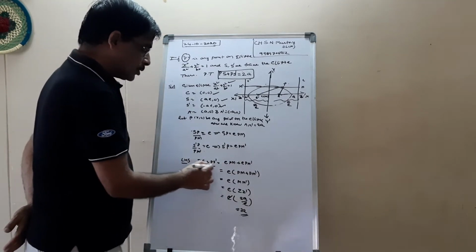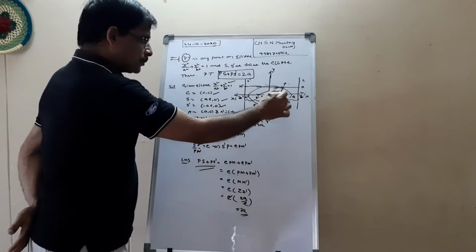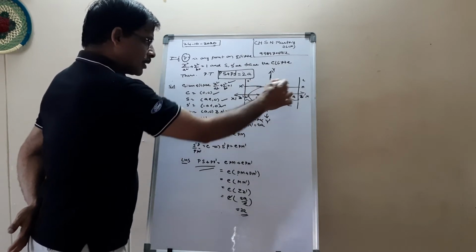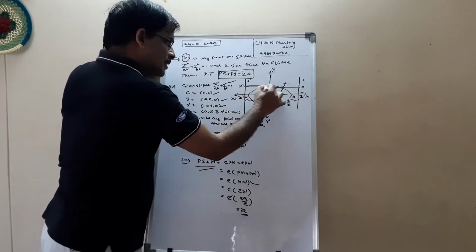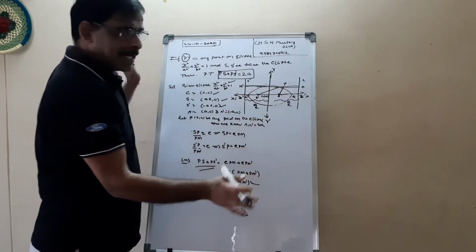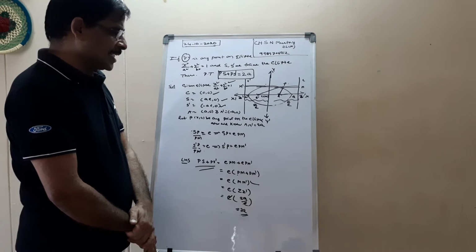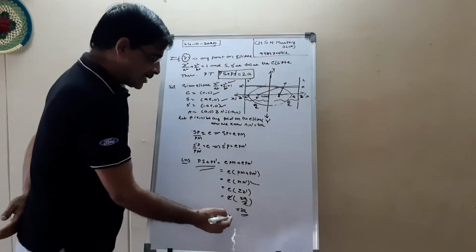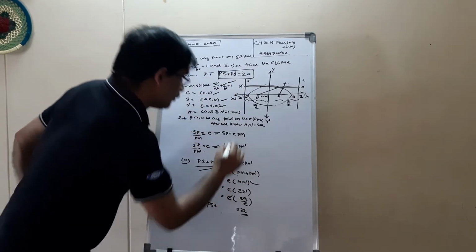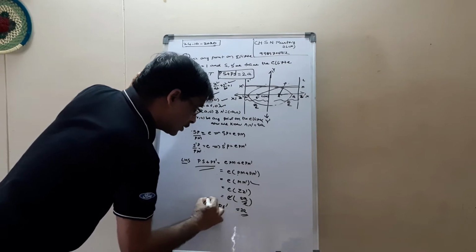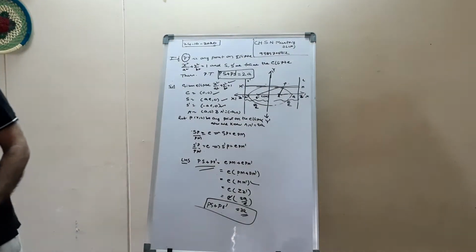Now we have to add these two. See, e is common, PM plus PM dash. What is its value? It is actually equal to MM dash. MM dash is parallel to this axis. See, it is equal to ZZ dash. You know the value of ZZ dash, that is 2a by e. e cancel, equal to 2a. So we have the result PS plus PS dash equal to 2a, a constant. This is an important one.